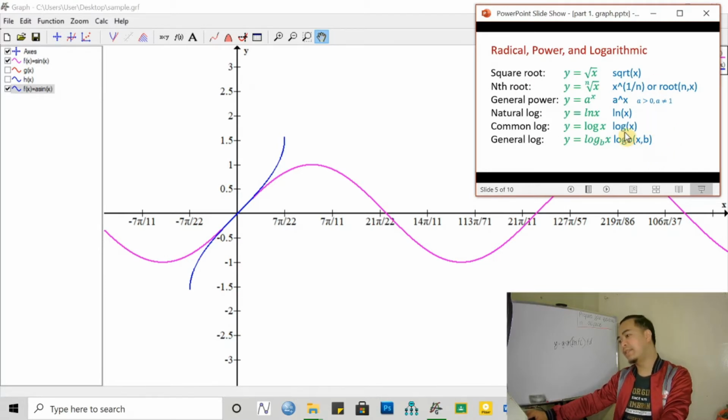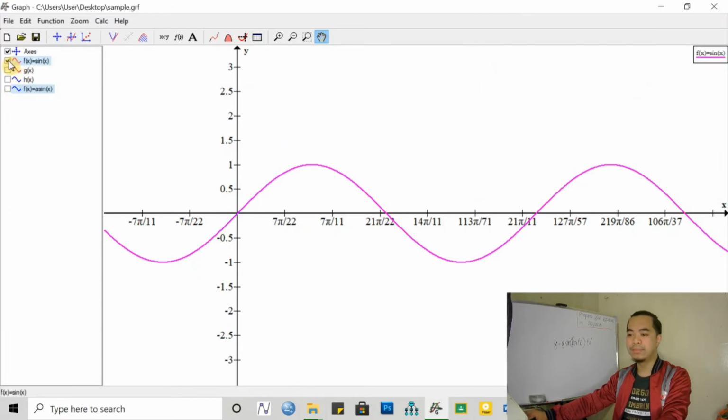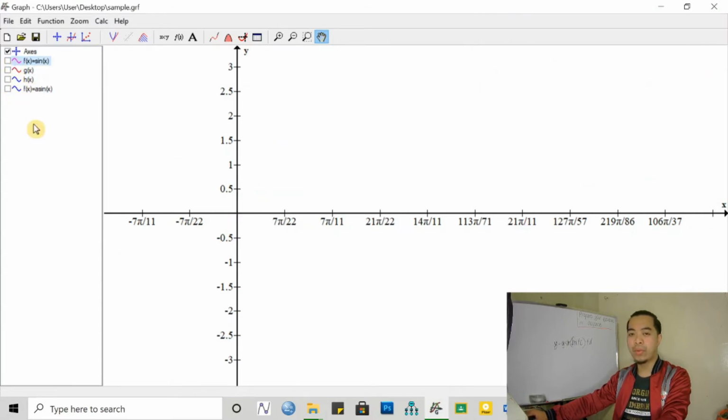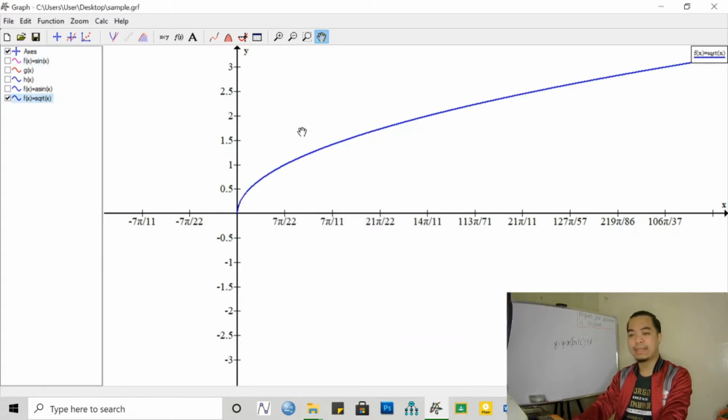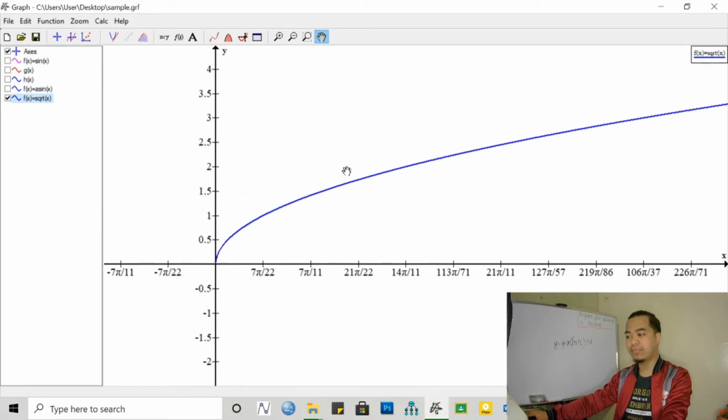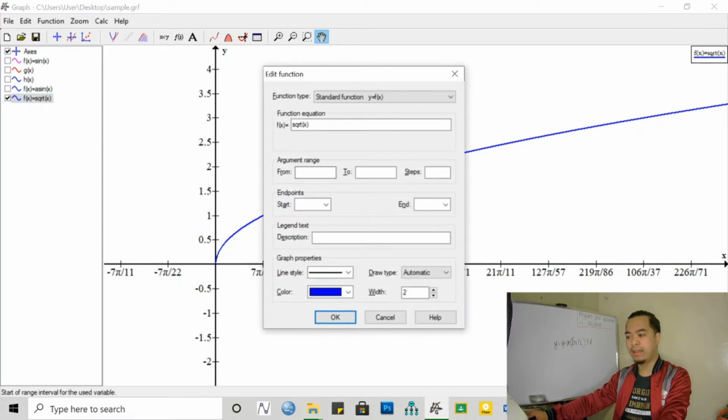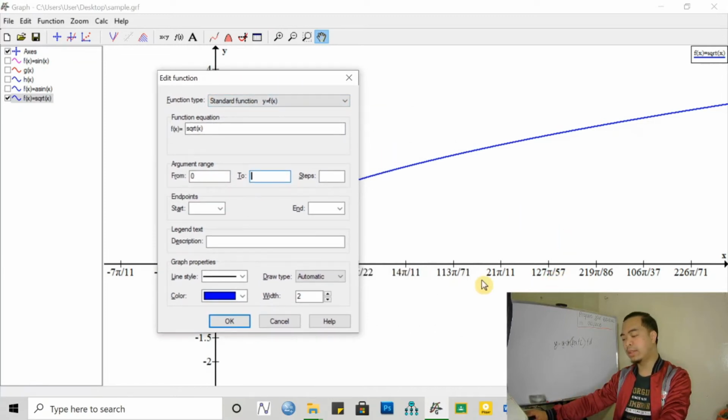Let us graph some examples of this one. So let me uncheck this one so it won't show in our graph. Let us graph a square root function. So the very first one, square root of x. So there we have it. I want to put some restriction here. I want to put an arrowhead. So let me start from 0, that's the starting point. The domain of the square root function starts from 0. I want to end here, at least in the graph only. I want to show the graph until, say, 5, and then put an arrowhead.